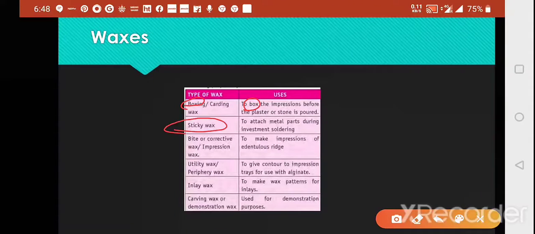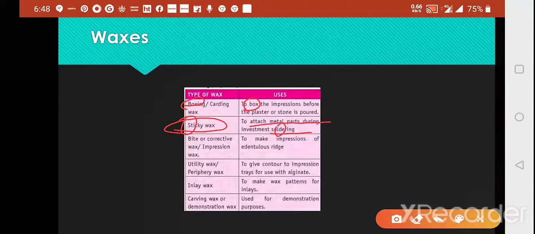Another question is about sticky wax, and it is asked why is the sticky wax used? It is used to attach the metal parts during soldering. It is something that is going to stick to things, S for sticky and S for soldering, and it is meant to stick the two parts during soldering. So you can remember it like this.